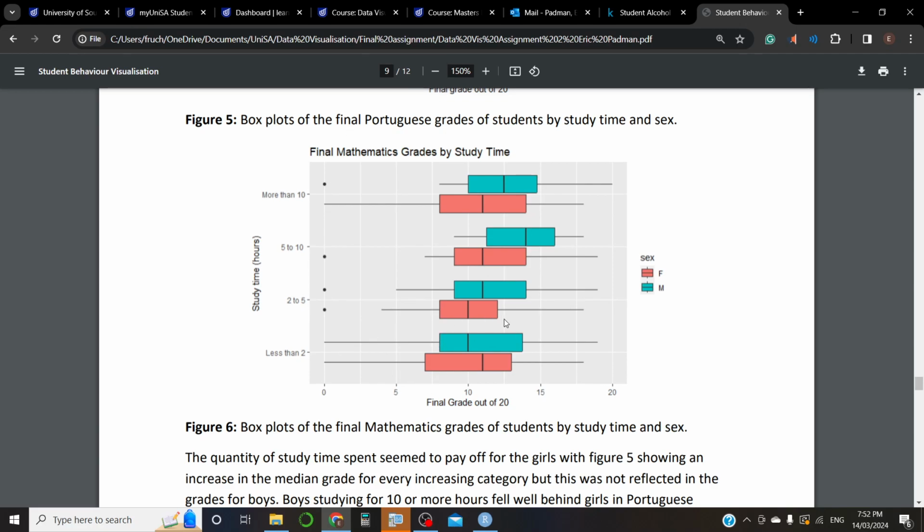You can see that the box is larger than the girls', but the median's higher. So make of that what you will.